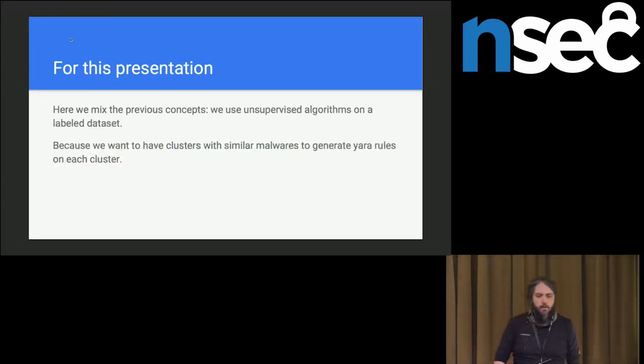But here we mix the previous concept. We use an unsupervised algorithm on a labeled dataset because we want to generate YARA rules by family of malware. So I need clustering, I don't need classification. But to check my result, I start with the labeled dataset. Because if I don't do that, I can define a vector of features, but my results are completely wrong.